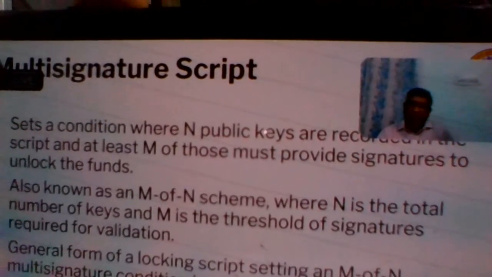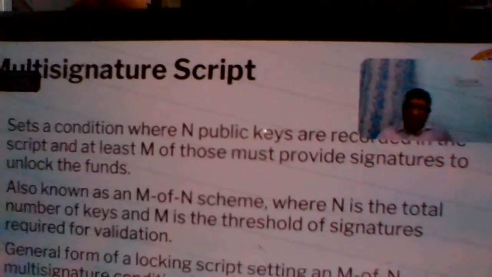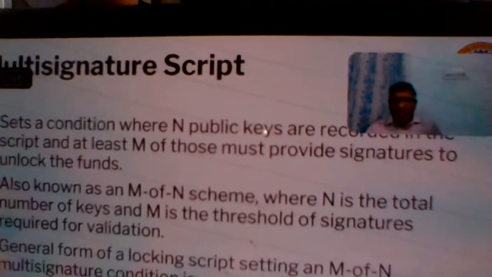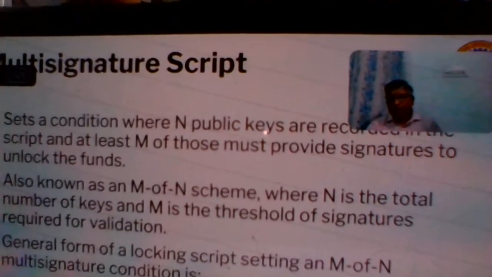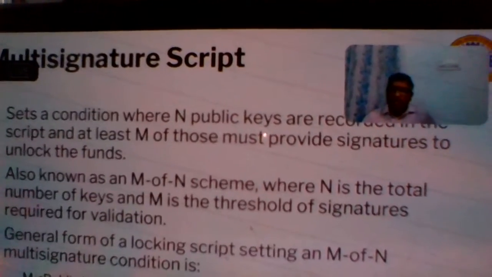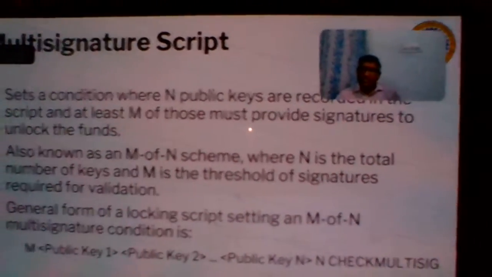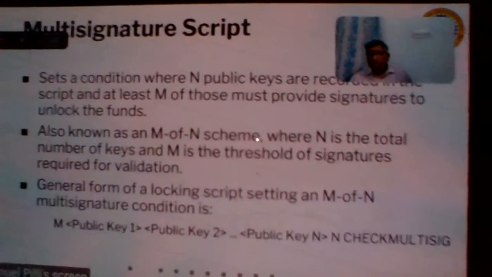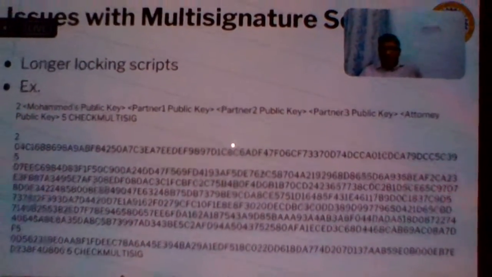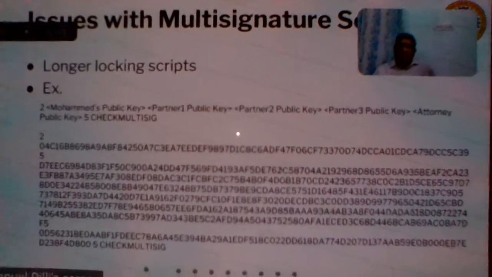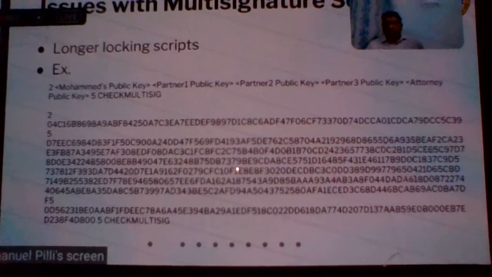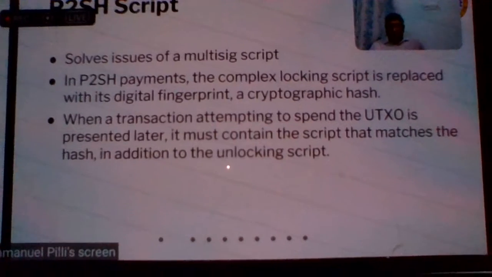Right? A general form of locking script, setting up an M of N multi-signature, where you have M, public key 1, public key 2, and so on, and then you have public key N. It goes up till N public keys. Then you can check the multisig. Right? So that is a locking script also, where you can go on like this. So these are 2, and then it goes on with Mohammad's public key, and then partner 1 public key, and like that, and it goes on. And then you have a multi-check multisig. So multiple signatures you can check.